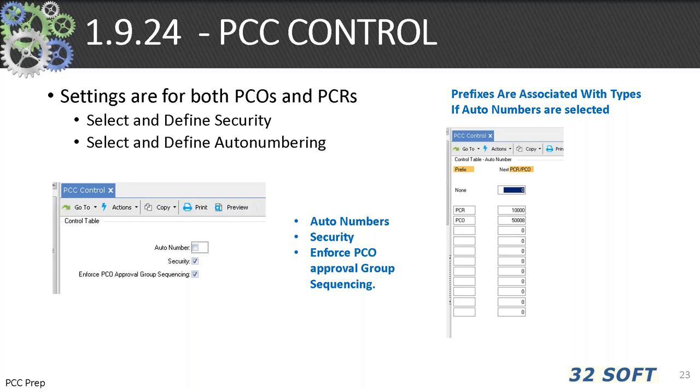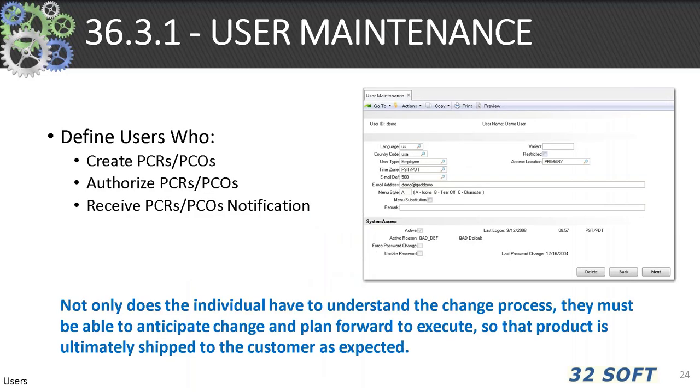This can be intrusive. Enforcing PCO approval group sequence determines whether the system allows completion of a PCO or PCR outside the defined process, even if it is not approved by a member of a defined group. Caution, if you say yes to this, it could prevent you from completing a current approval. You need to be right on top of things for this to be yes.